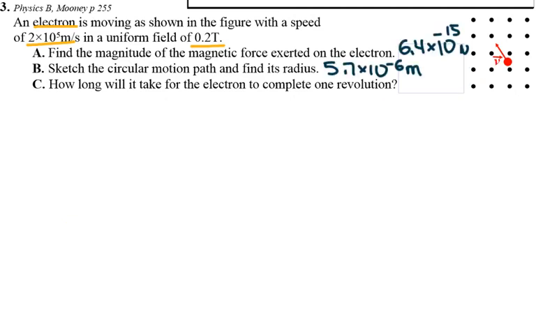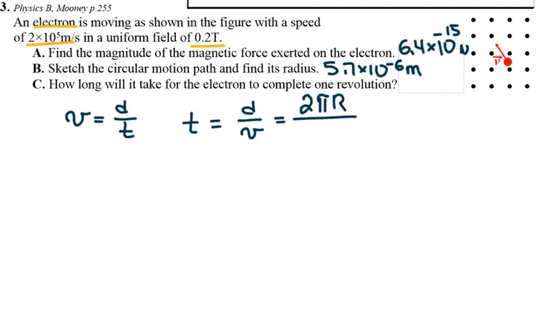In the last question, they ask how long it will take for the electron to complete one revolution. So you have that the velocity is equal to the distance over time. To find the time, you need the distance over the velocity of the electron. The distance the electron moves around the revolution is equal to 2 pi r, the circumference of the circular motion that the electron completes, and the velocity of the electron is given. So if I plug in my numbers, I will get 1.8 times 10 to the negative 10 seconds.